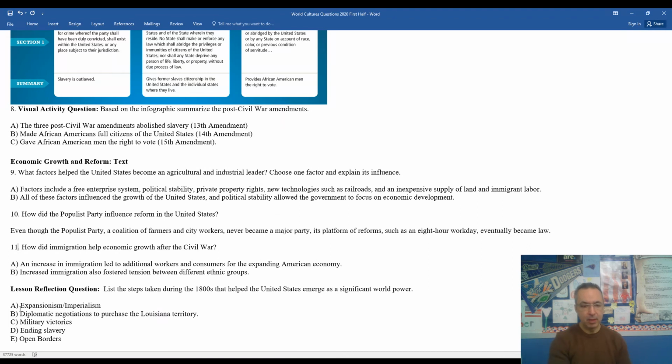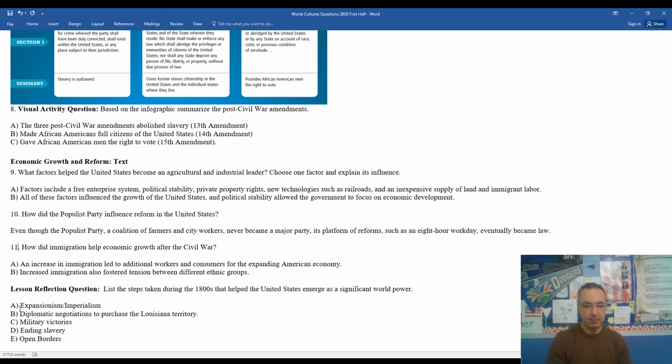10, how did the Populist Party impact reform in the United States? Even though the Populist Party, which was a coalition of farmers and city workers, never became a major political party, its platform on reforms, such as the 8-hour workday, eventually became law. So you don't necessarily have to be a strong political party to influence decision-making in the country.